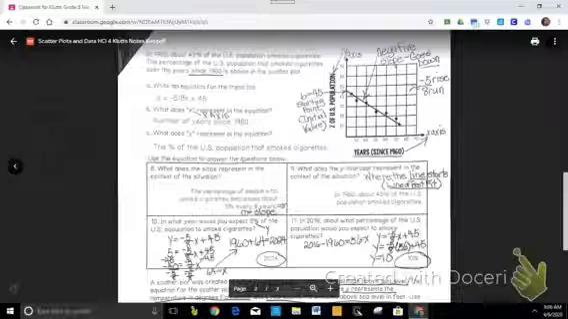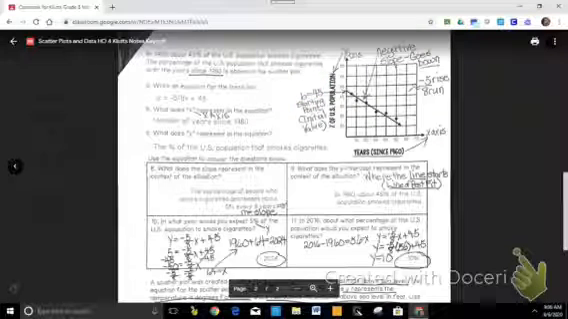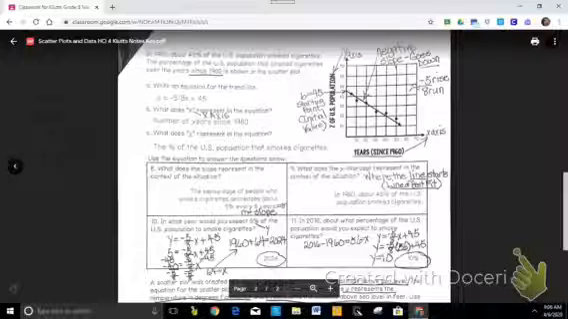What does our Y represent in the equation? Our Y is percent of the U.S. population. So C would be percent of the U.S. population that smokes cigarettes. Let's use those answers to answer 8, 9, 10, and 11.